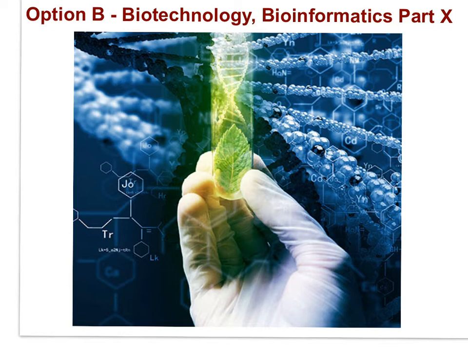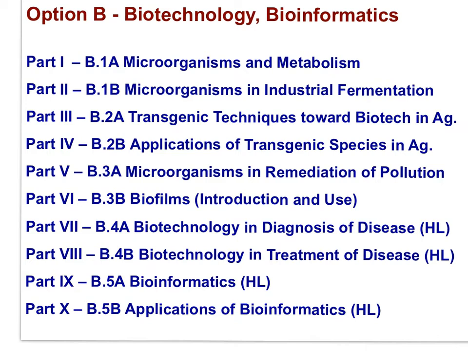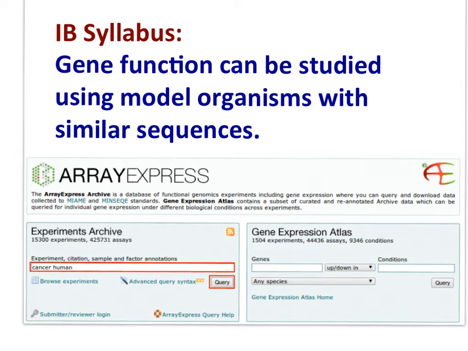The essential idea is bioinformatics is the use of computers to analyze sequence data in biological research. Here is the outline of all the movies available for Option B. Use this outline to find the movie you need for review. The B.5 movies provide a very broad overview of the understandings in the IB syllabus. Most of the work to be done in this section of Option B needs to be done by engaging with the gene databases. Here is the first IB syllabus statement of this movie.